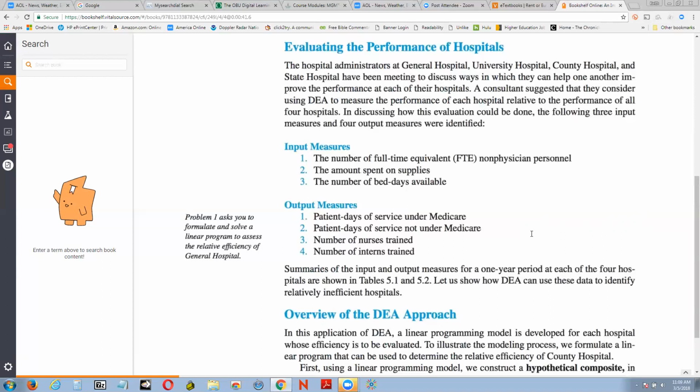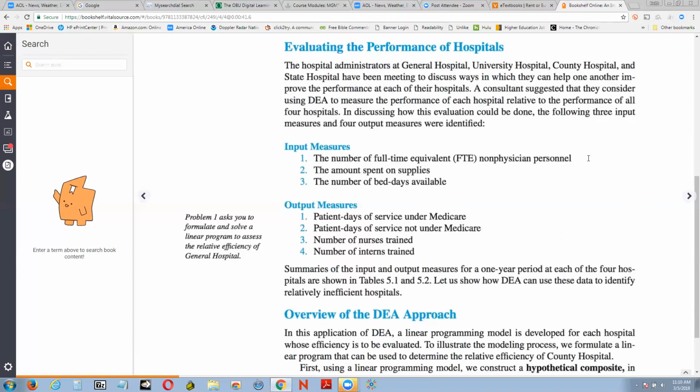first of all, with the number of full-time equivalent non-physician personnel. And these are going to be support staff and people like that. And then the amount of money spent on supplies, which is a variable expense for sure, and the number of bed days available. Not all of these hospitals will have the same number of bed days, right? And we don't get too much information on how those are computed.